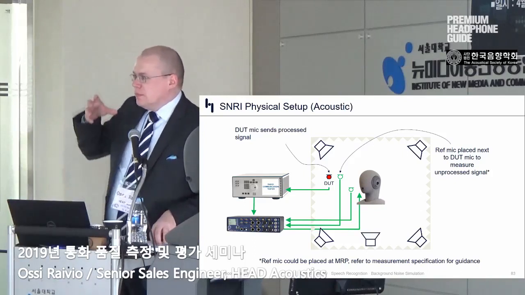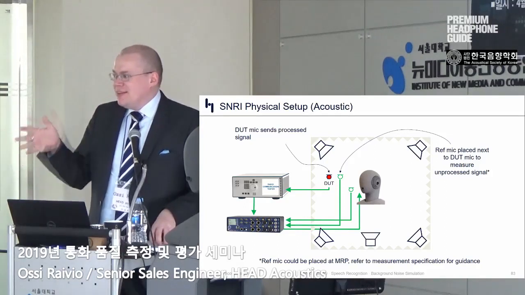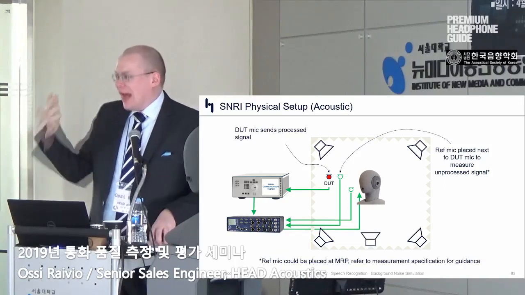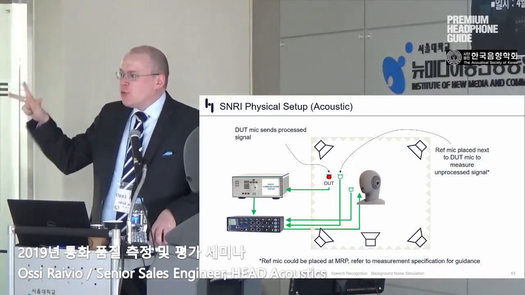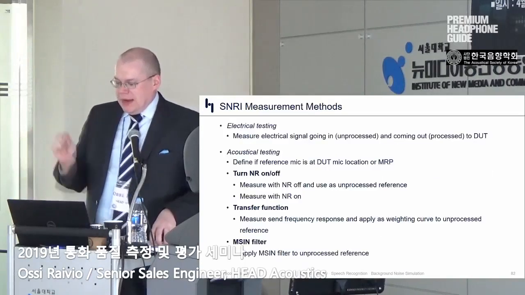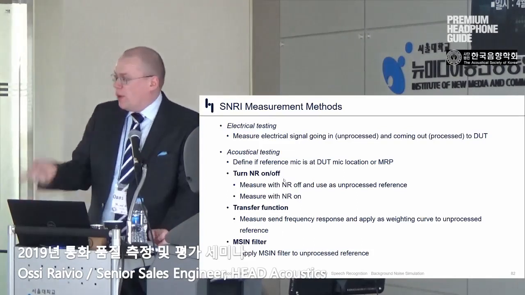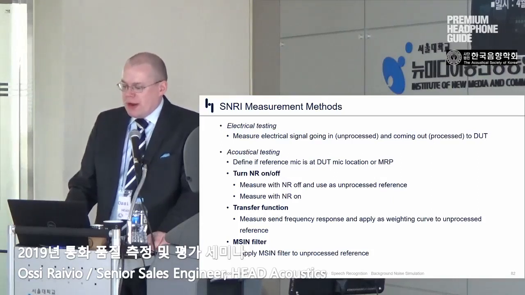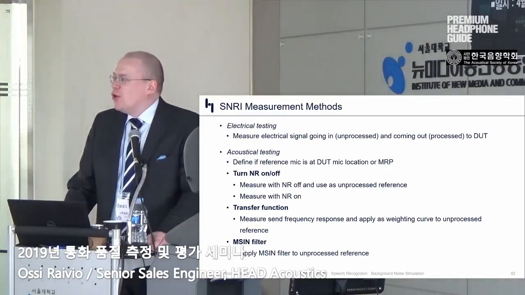And then further, because as I said, the SNRI is the difference between SNR before and after the noise canceller. So there are basically three methods in detail how you can measure it. Definitely the most reliable way of measuring the SNRI is turn off the noise reduction.